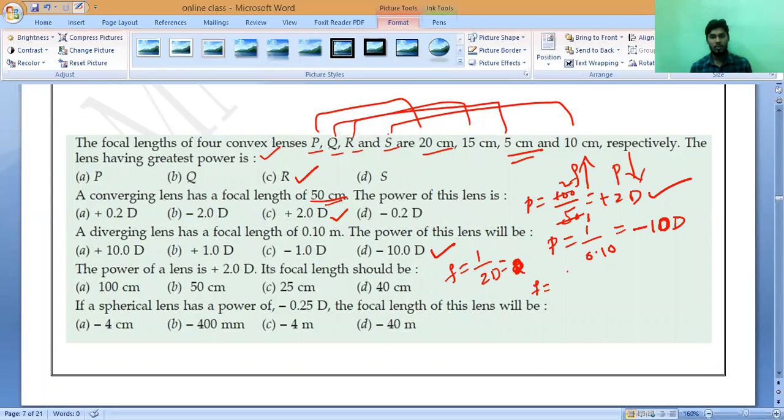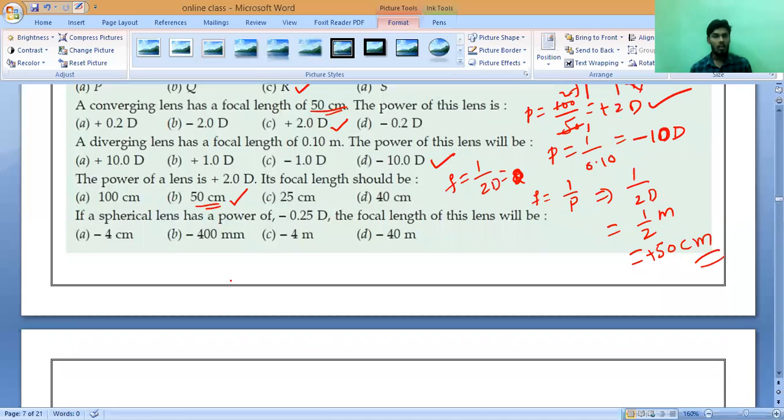The focal length of the lens F is equal to 1 by P, which is equal to 1 by 2D. So D is 1 per meter, and the meter goes up. So 1 by 2 meters, which means how much? 0.5 meter, that is 50 centimeters. Do you understand it? Yes or no? Okay, sir.